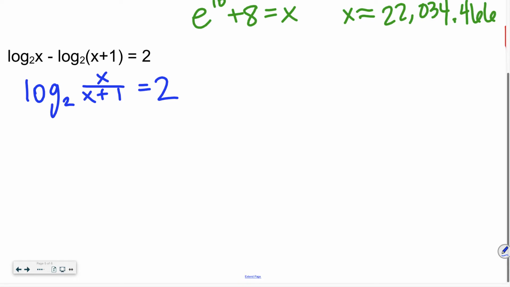Okay? Well, now that we have only 1 logarithm, because we condensed it, we can rewrite this into an exponential. We have base 2 to the 2nd power equals what's inside? 2 squared equals x over x plus 1.